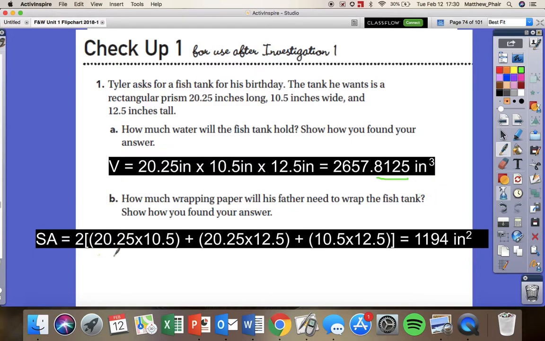Down here for surface area, I decided to find the area of one side, of 2 sides, and of the third side, and then multiply it all by 2. If you wanted to multiply this by 2, and then add it to multiply this by 2, and then add it to this multiply by 2, add them all together, so you get the same answer. And then notice we have inches squared here because we were talking about surface area. You should think about wrapping paper, goes around the outside. If something is holding it, it's on the inside. So that would be my volume there.